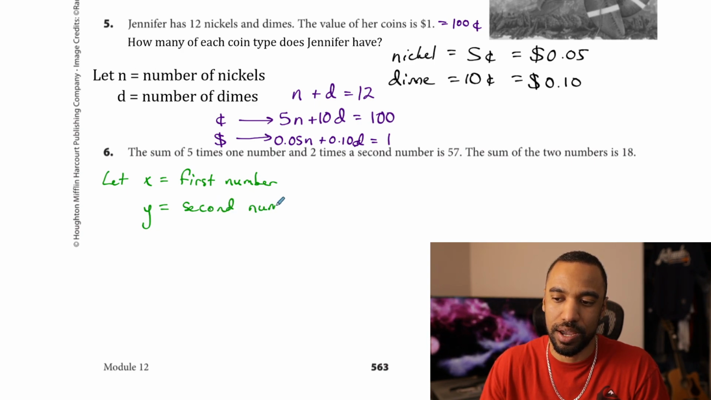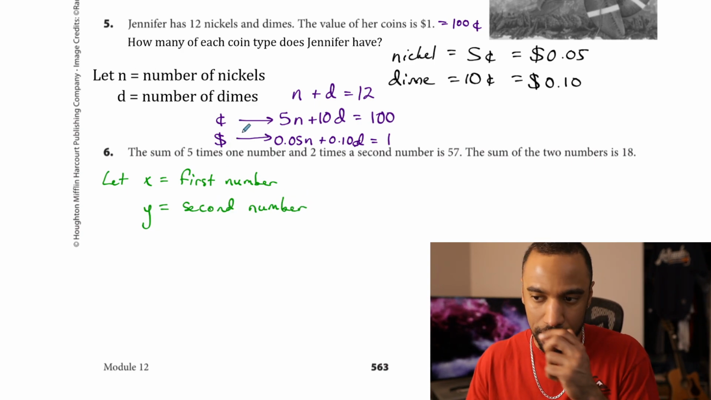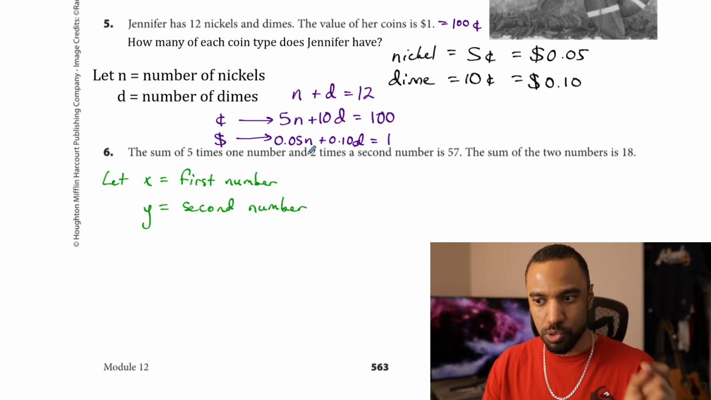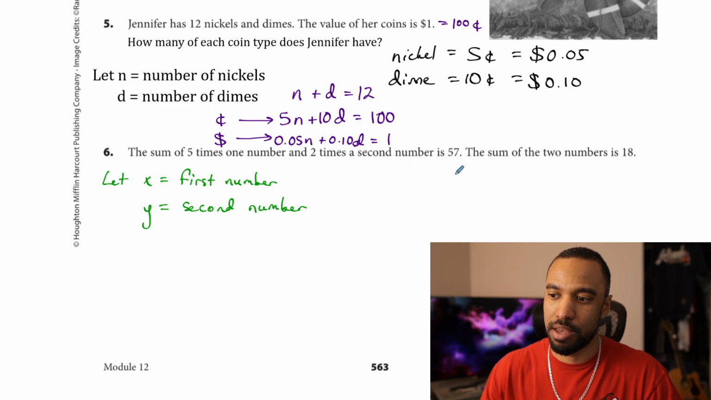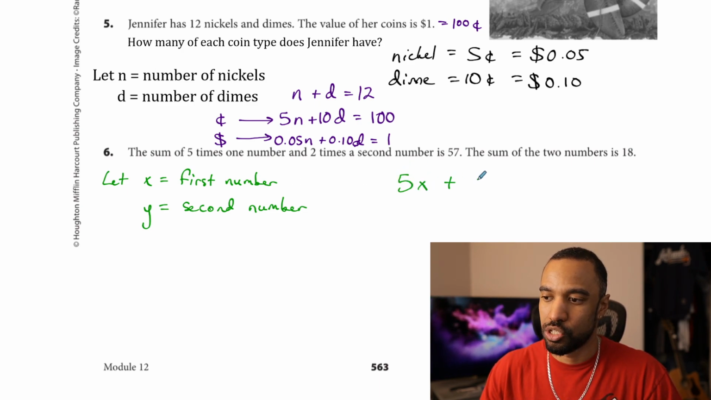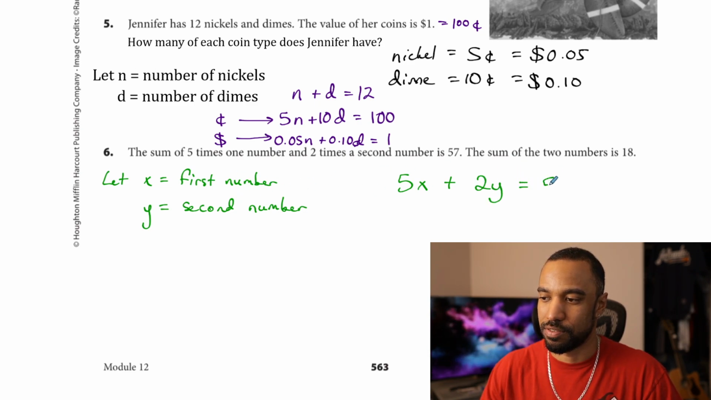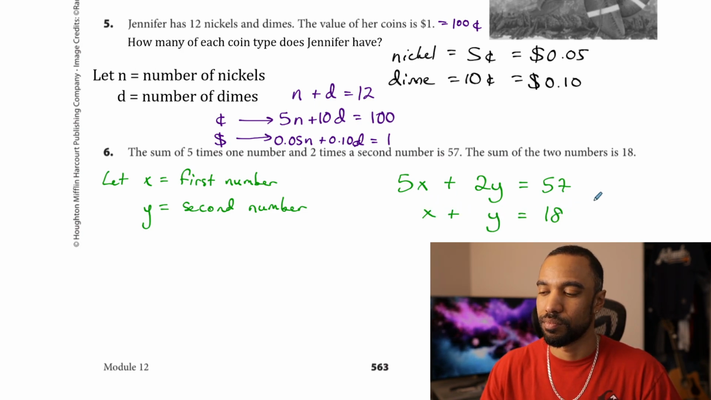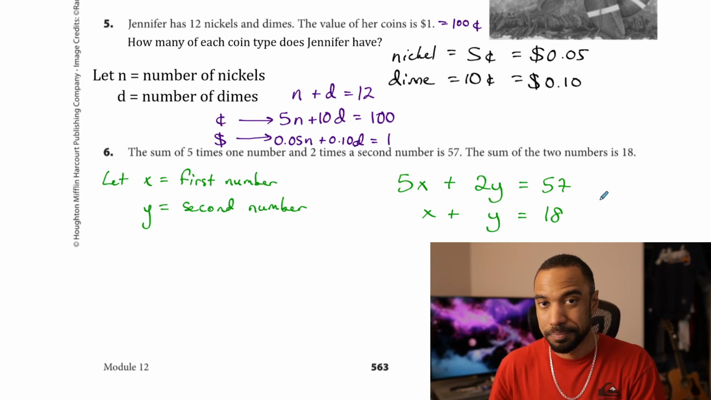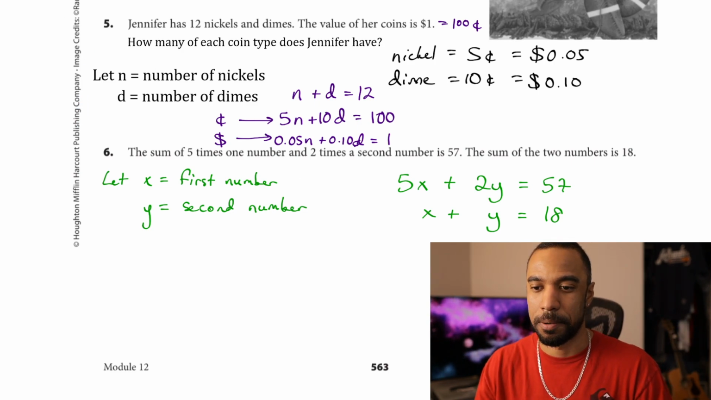Now, there's still 2 equations to write with here. The sum of 5 times one number and 2 times a second number is 57. So the sum of 5 times one number and 2 times a second number, first number, second number, is 57. And the sum of the 2 numbers is 18. There we go. There's your setup. I'm going to leave it at that. Let's go and move on.